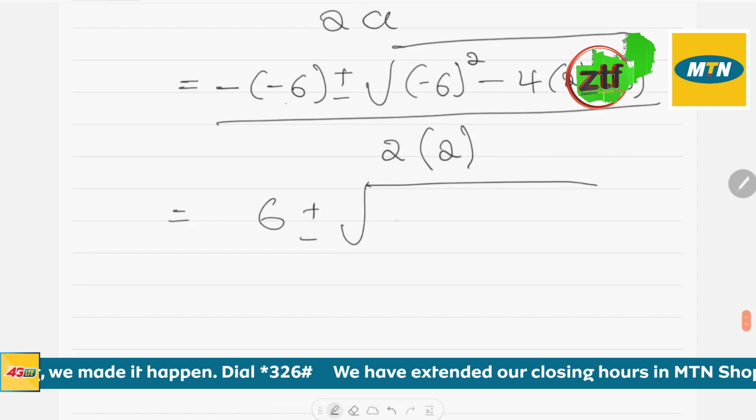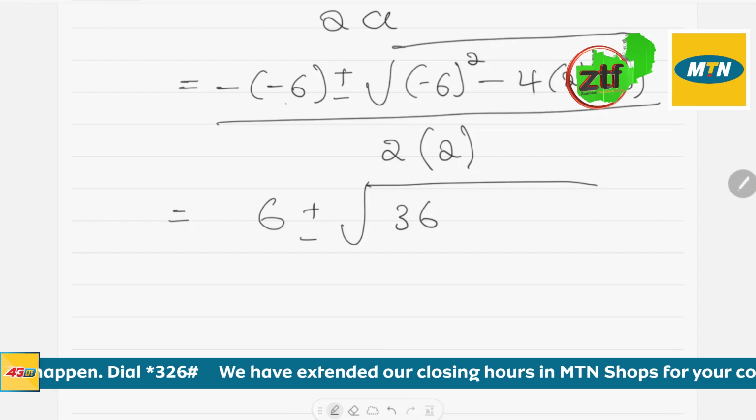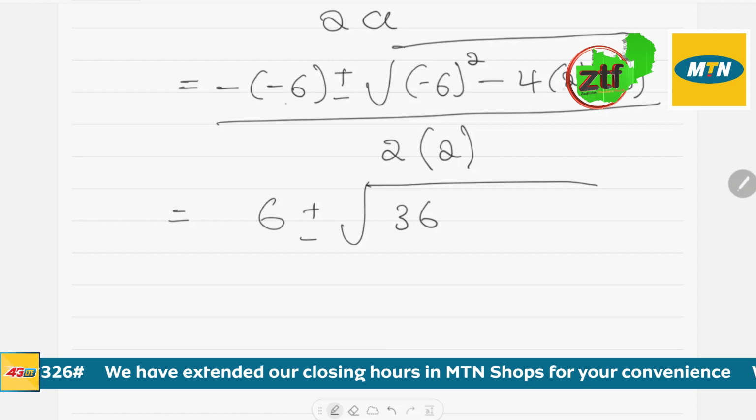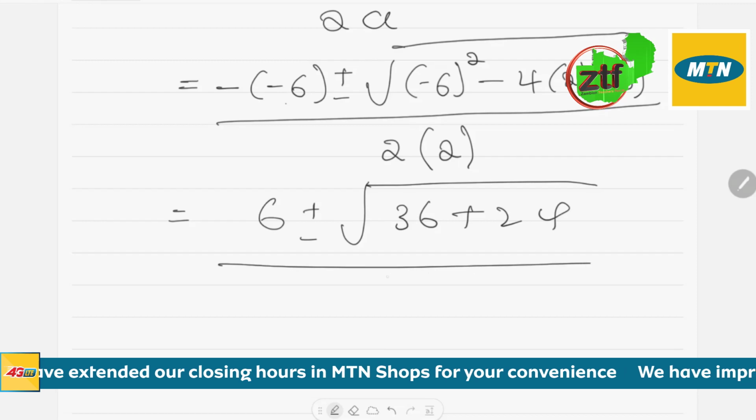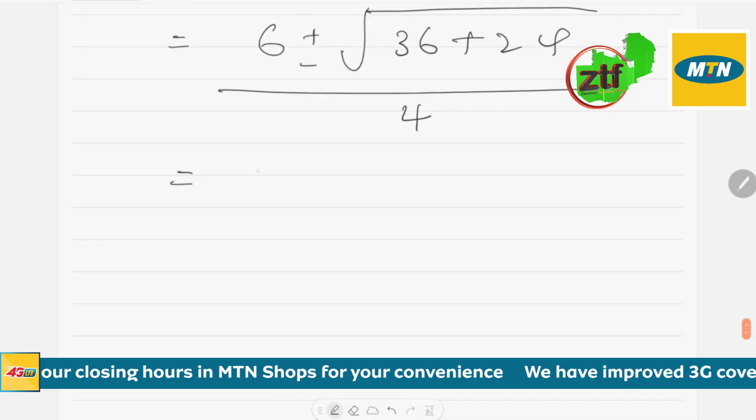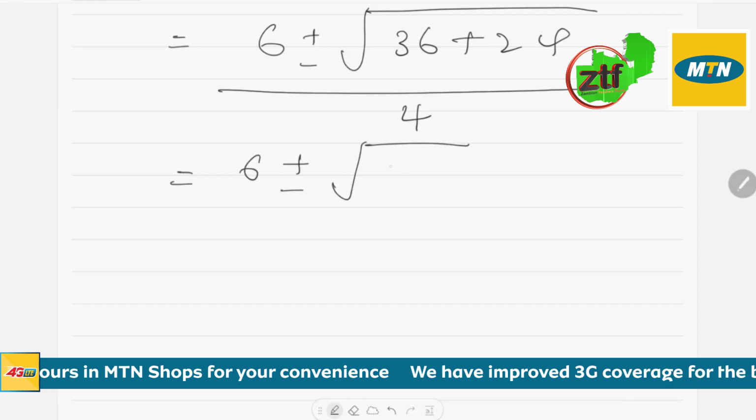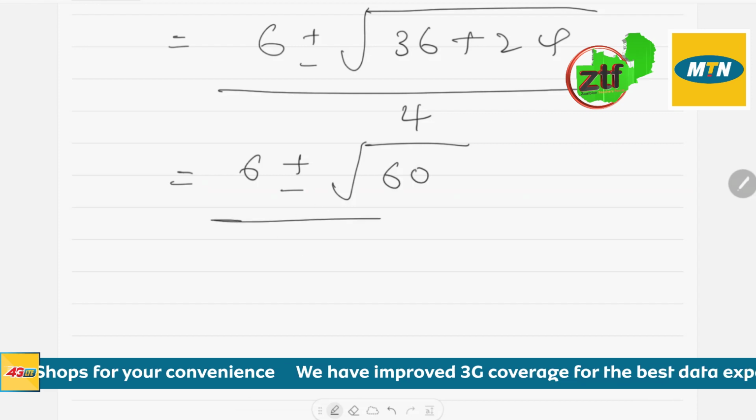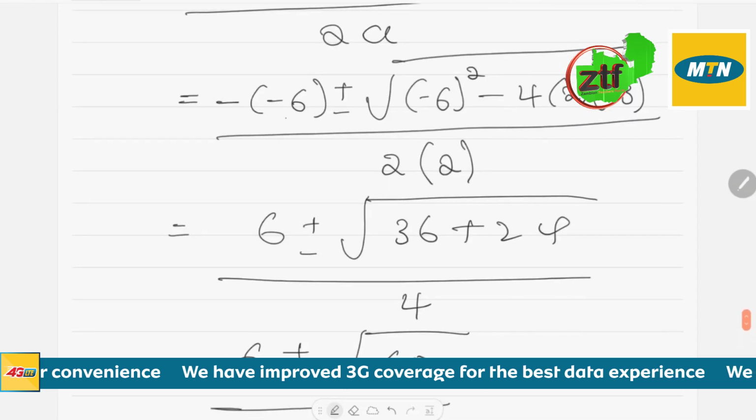that will give us positive 36. Then minus 4 multiplied by minus 3, you get positive 12. Positive 12 multiplied by 2, you get positive 24. So we have positive 24. Then over 2 times 2, we get 4. Then simplifying this further, we have 6 plus or minus 36 plus 24. This will give us 60. Then over 4.